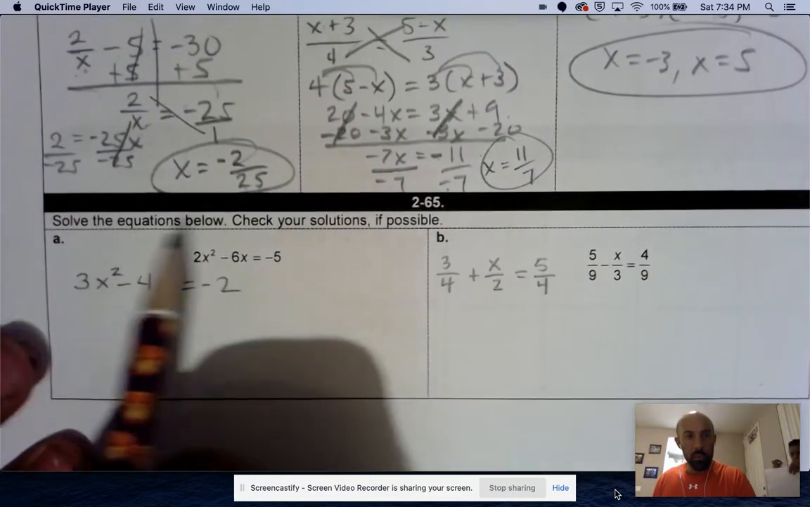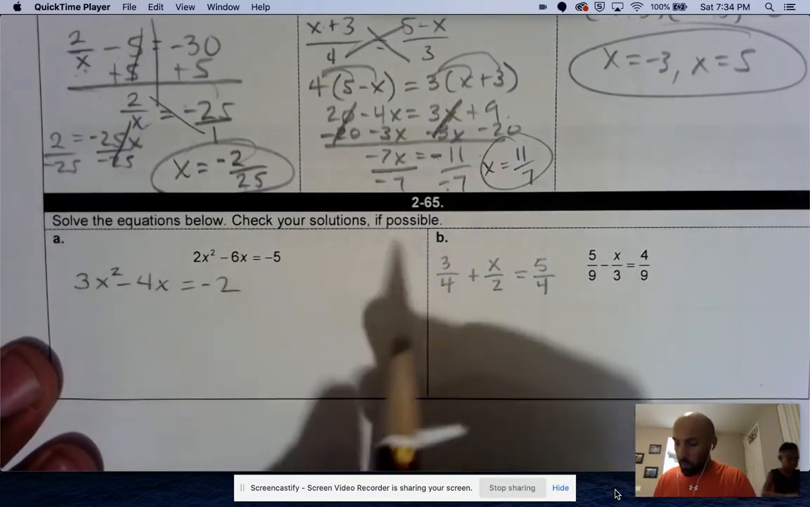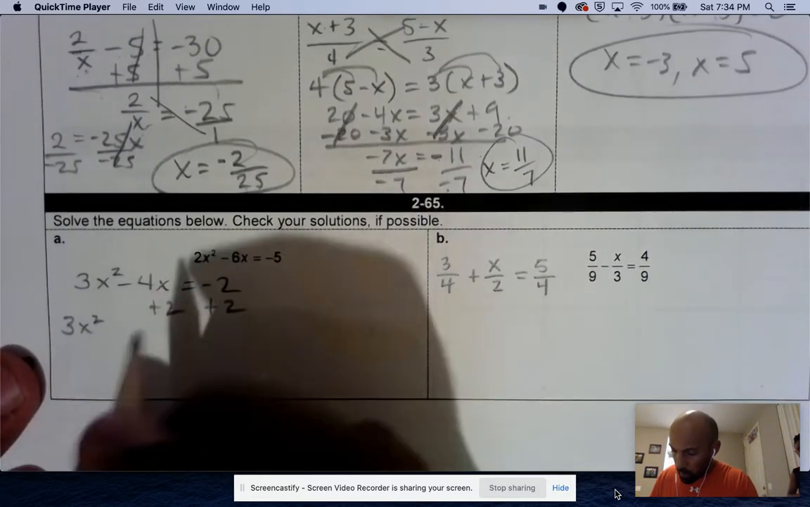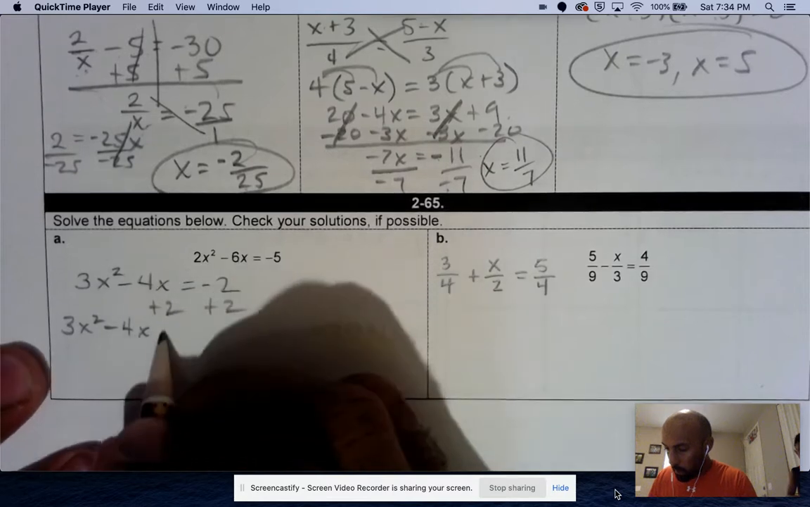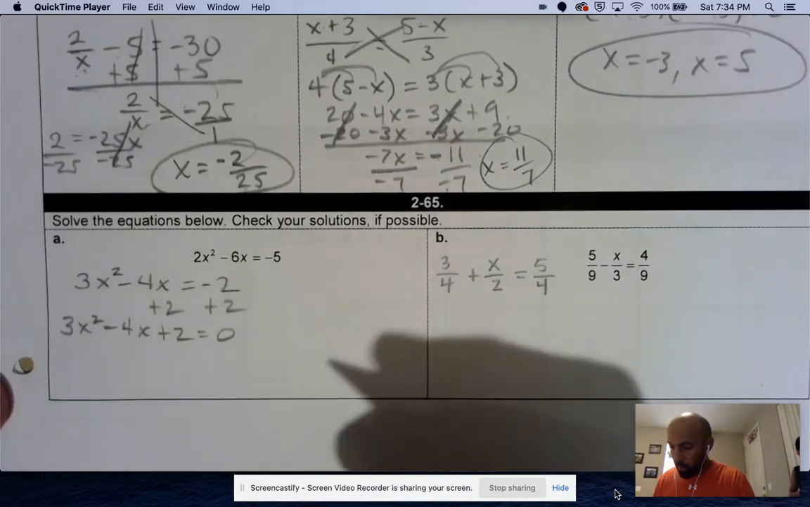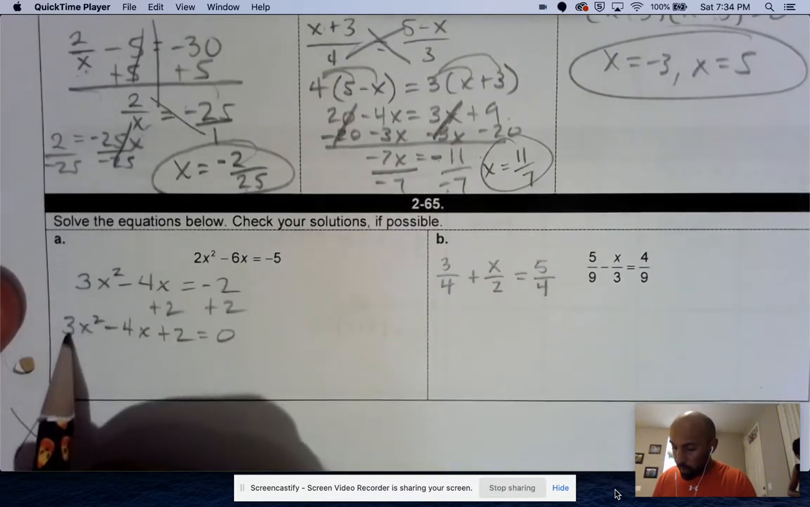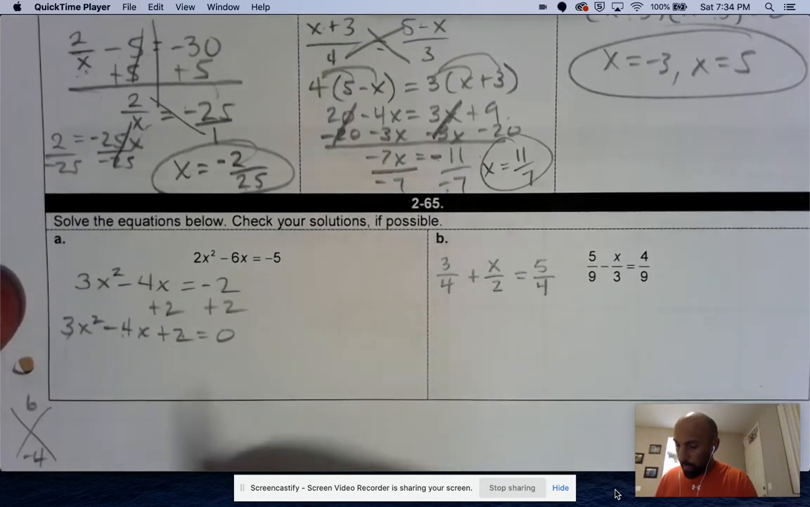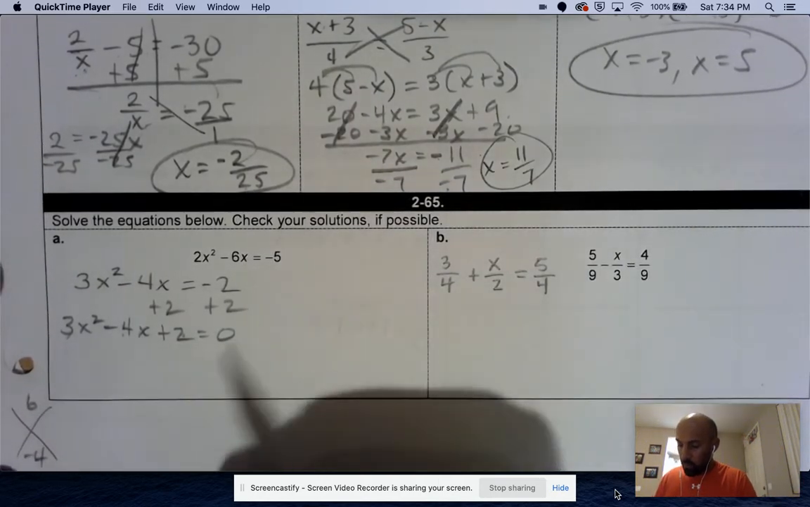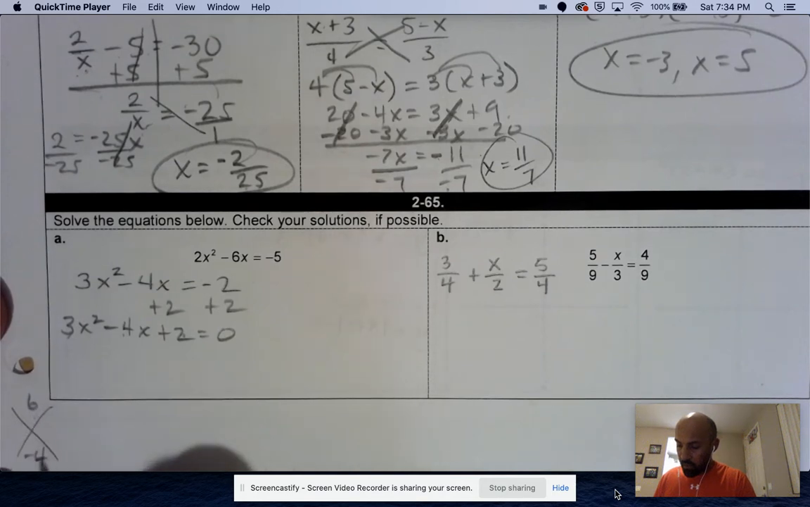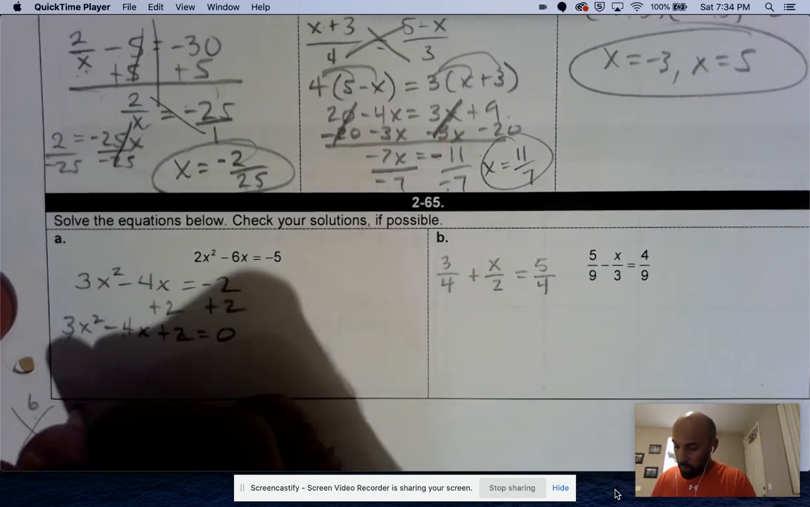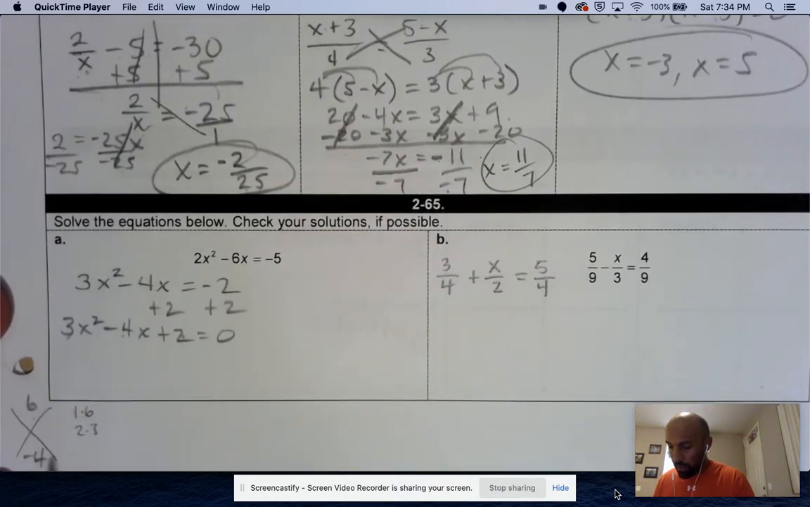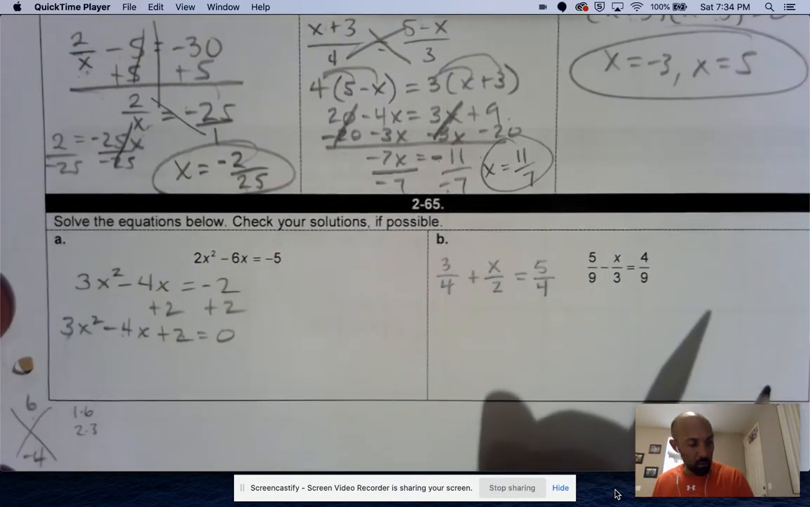All right, so again, let's make sure it's equal to 0. So we're going to add 2 to both sides. We get 3x squared minus 4x plus 2 this time. Okay, so let's try the x method. Let's set that up. So a times c is 6, and then negative 4 on the bottom. What two numbers multiply to 6 but add up to negative 4? Well, the only numbers that multiply to 6 are 1 and 6, and 2 and 3. And neither of those will add or subtract to get negative 4. So what's my only other option?